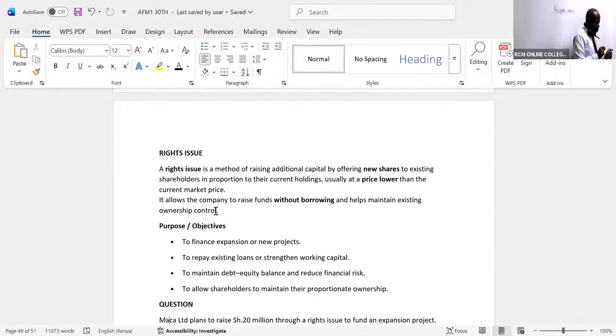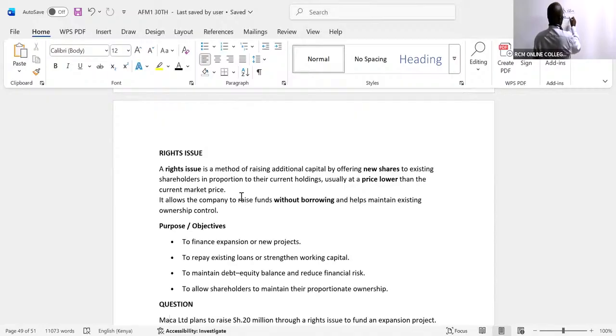But under rights issue, you as an existing shareholder will be able to have additional shares, new shares at a discounted price. So it's a method of raising additional capital by offering new shares to existing shareholders, usually at a price lower than the current market price. You as a finance manager, what do you think are the main reasons or purposes why you should go for a rights issue?